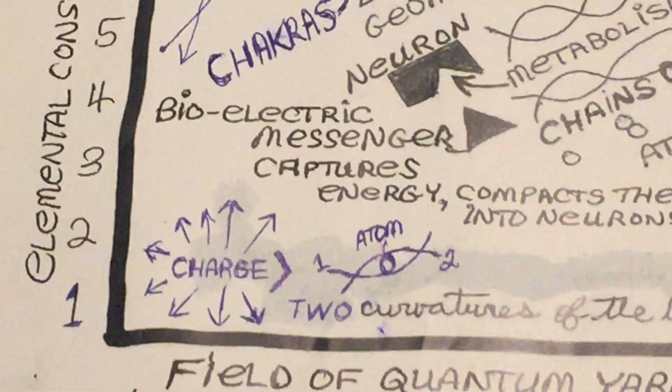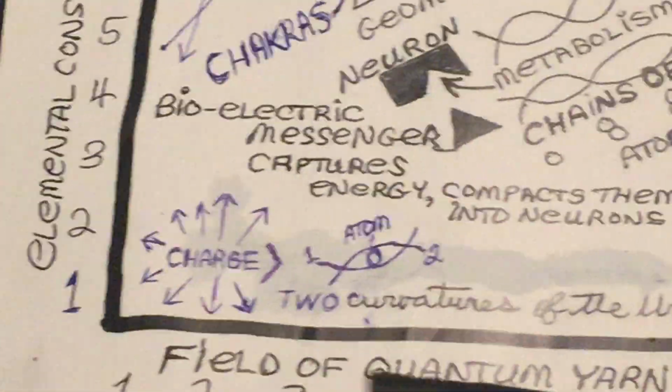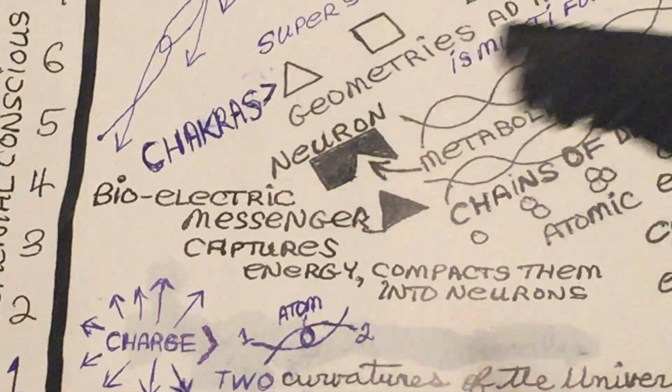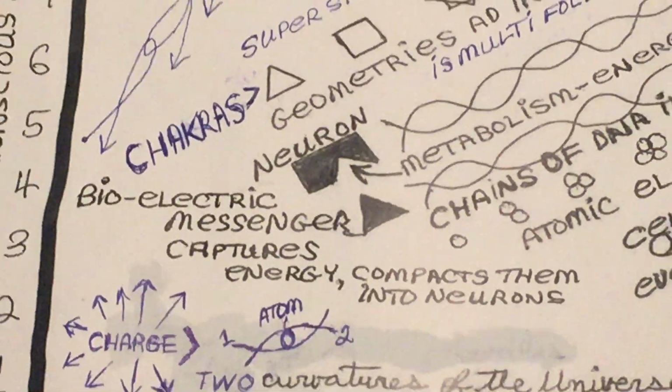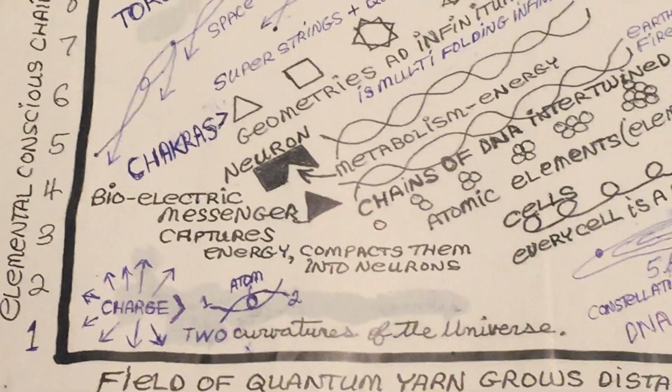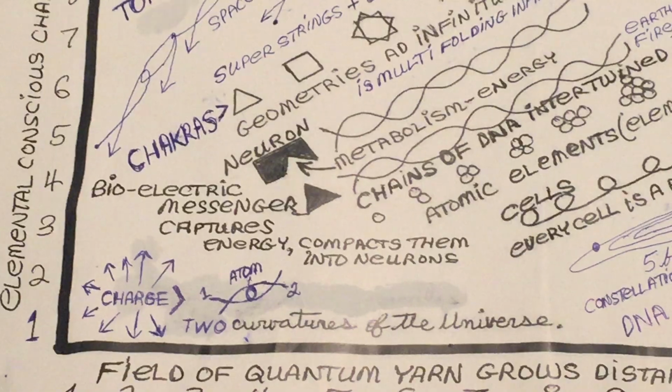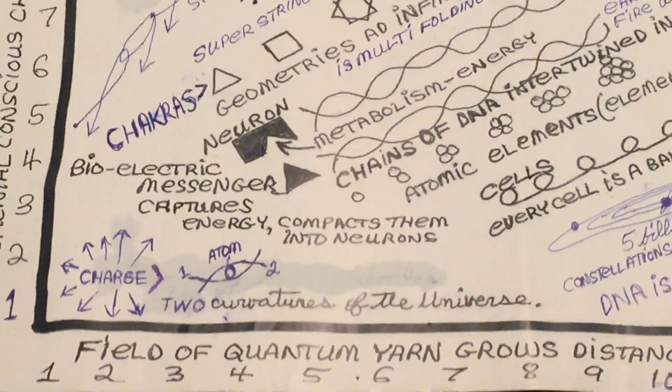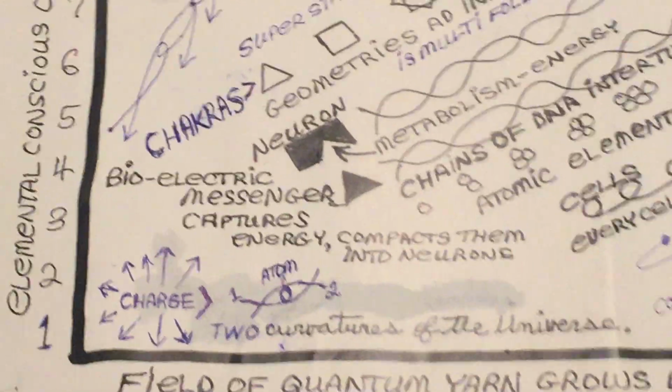And as we see, 1, 2, 3, 4, 5, 6, 7, 8, 9, 10, 13, same on the other side. The flow chart grows, measured in billions of light years.